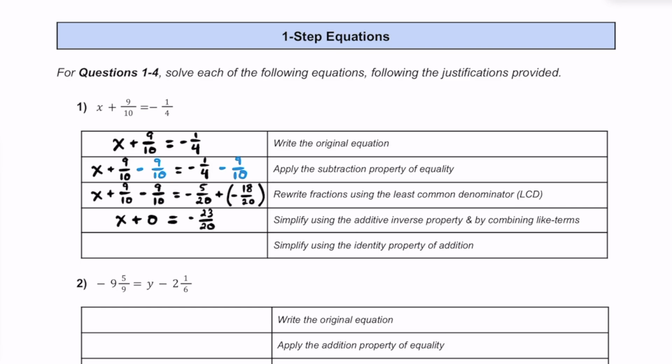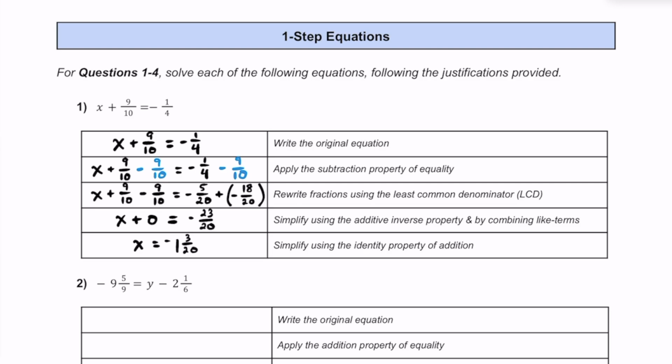Then simplifying using the identity property of addition, we can drop that 0 and just say x is equal to, and if you want to write it as an improper fraction, that's fine. We can write it as a mixed number and say negative 1 and 3/20. Either way is fine, but this would be our solution. And of course, if you wanted to check the solution, you would substitute it in for x over here and add 9/10, and you would see if it equals this negative 1/4 after you simplify.